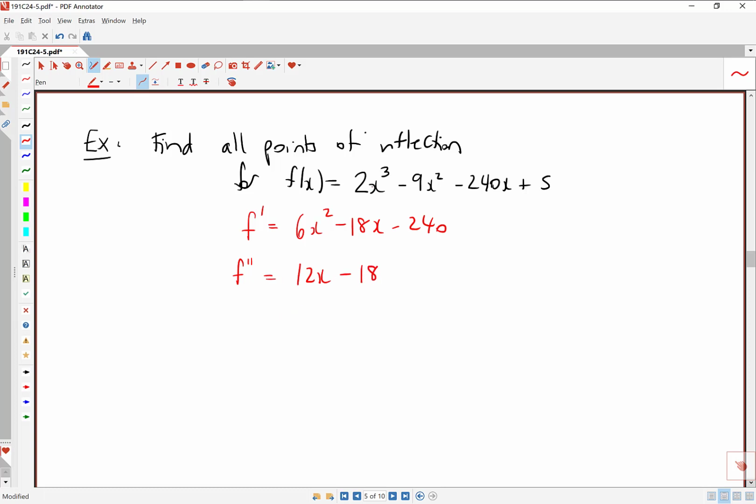Okay, so to find your points of inflection, you're going to set f double prime equal to 0. So 12x minus 18 equals 0, and we'll just figure out what x values come out of this. So 12x is equal to 18. In other words, x equals 18 over 12, or we could better simplify that fraction just to keep the numbers nice and simple. If you divide top and bottom by 6, let's call that 3 over 2. Or you could even say 1.5 because it's exact as a decimal.